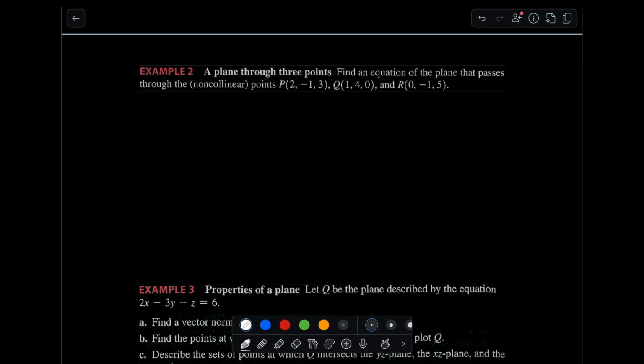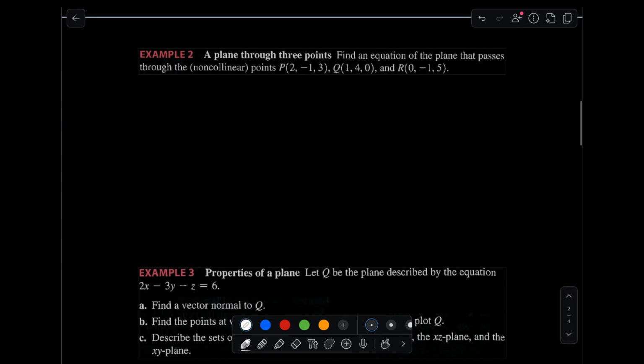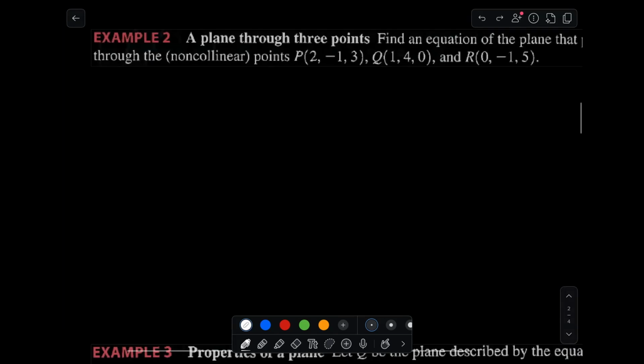This is supposed to be a problem applying what we just learned above in page 1 to generalize it. So feel free to pause the video and try this one on your own. Let's jump right into it. I'll just choose PQ and PR because that's what I prefer to do.